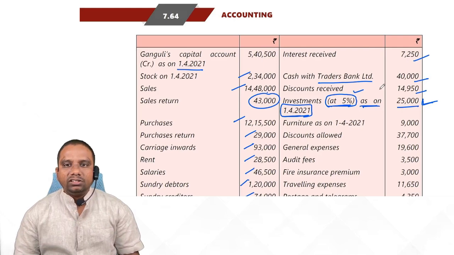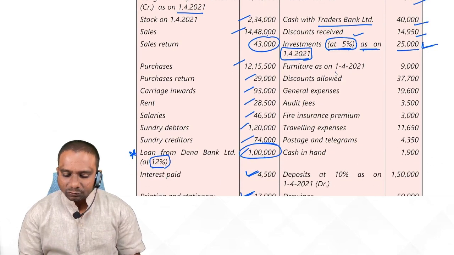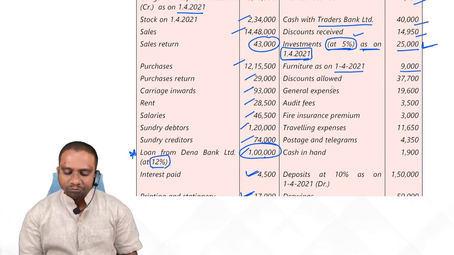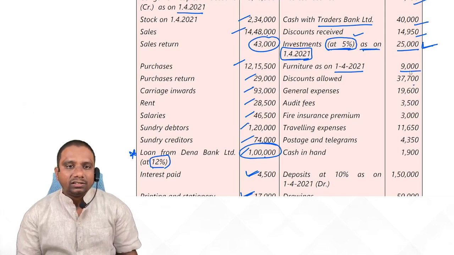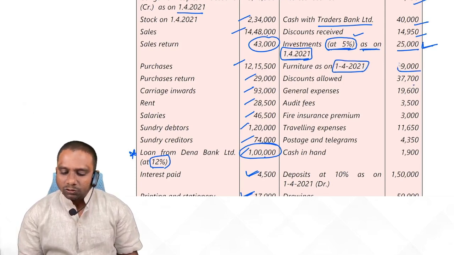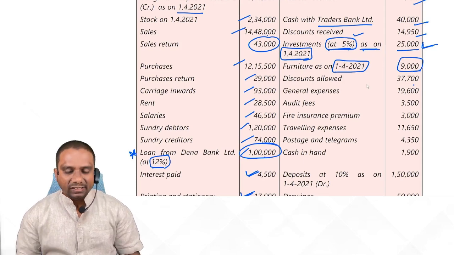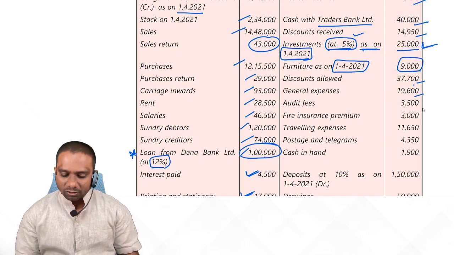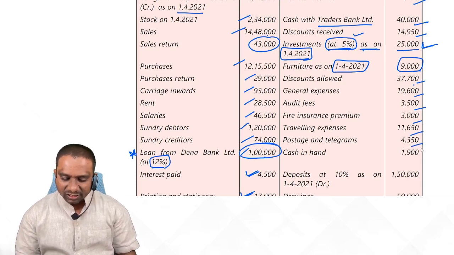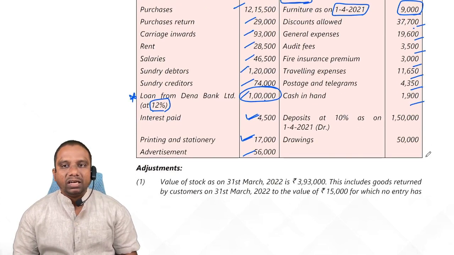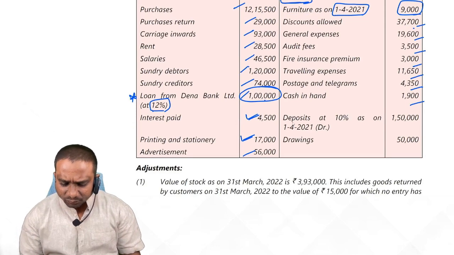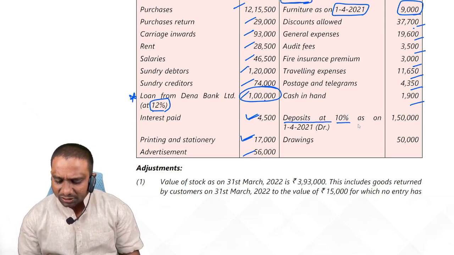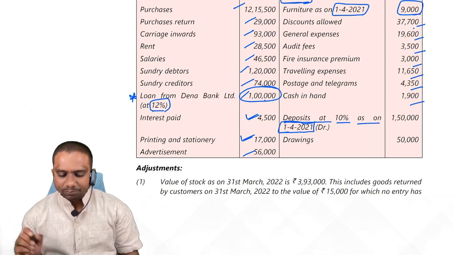Okay, next, furniture they are giving, 1/4/2021, 9,000. Discount allowed, furniture asset now. So the date they are giving and the amount also they are giving, that means you have to calculate depreciation. Next one, discount allowed, profit and loss account debit, general expenses, profit and loss account debit, audit fee, P&L debit, fire insurance premium debit, traveling expenses debit, postage and telegram P&L debit, cash in hand, balance sheet asset. Now they are giving deposit at 10% as on 1/4/2021.